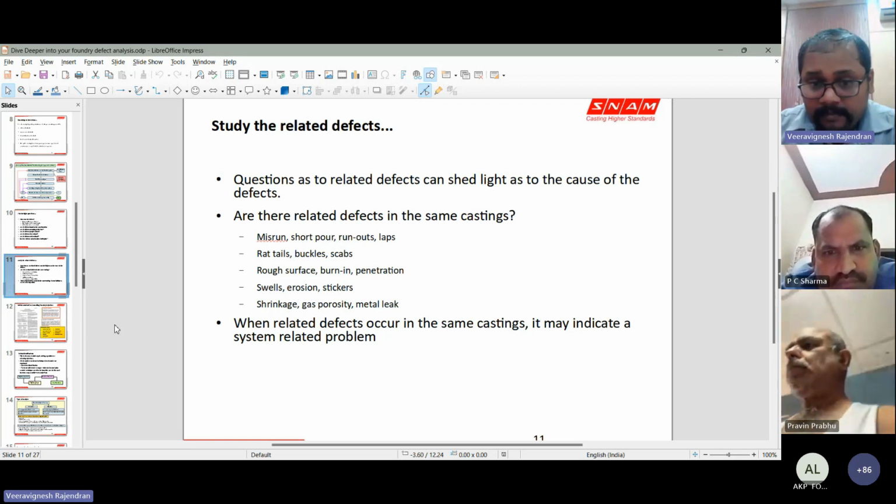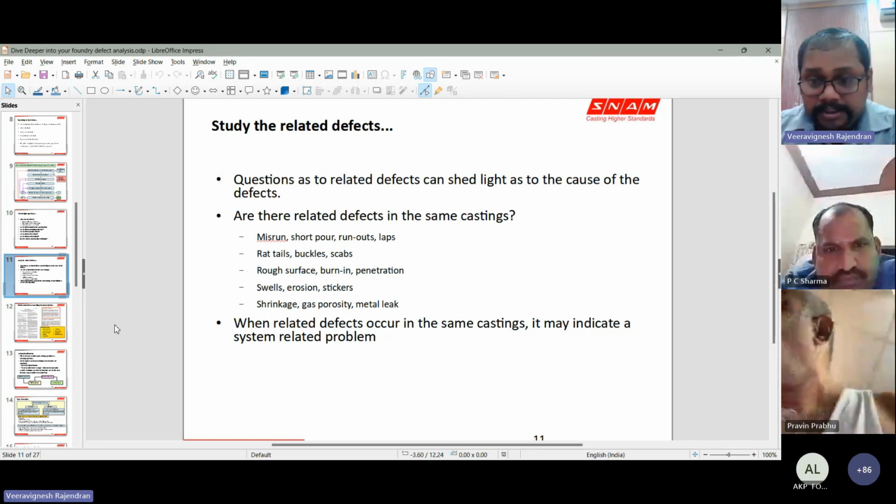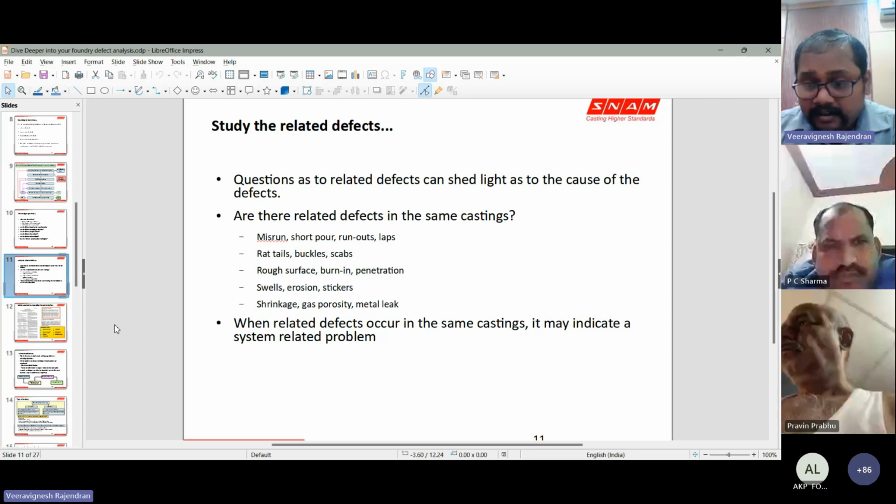So when you have any related defects available, say for example, I was talking about a scab. So when you have a scab available, and if the scab is of an erosion type of scab, then you can definitely.